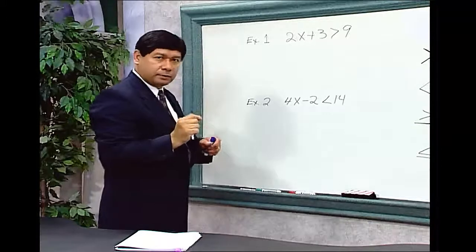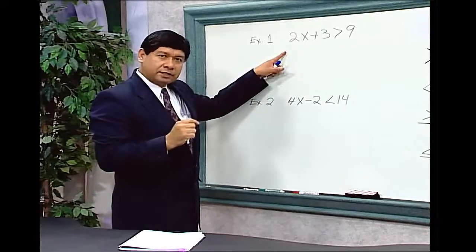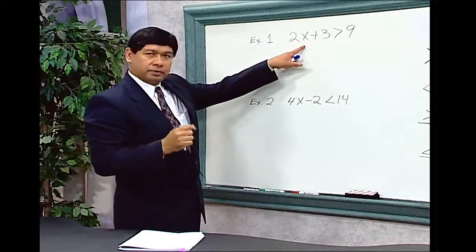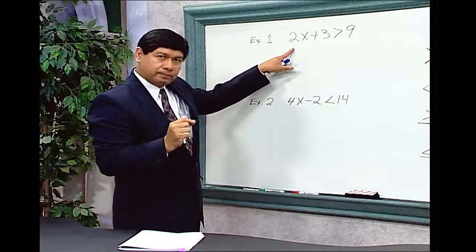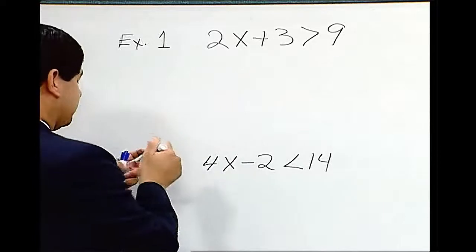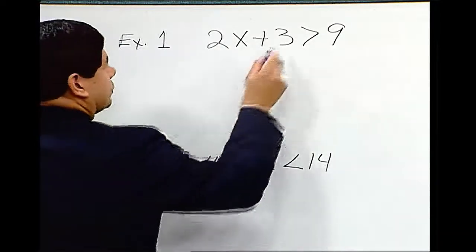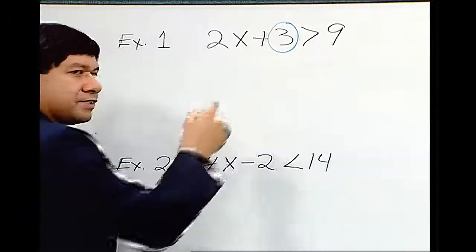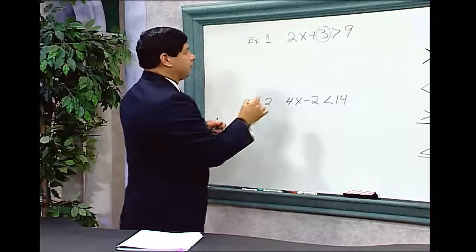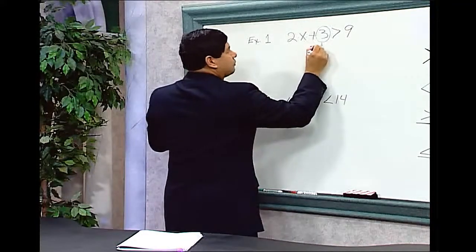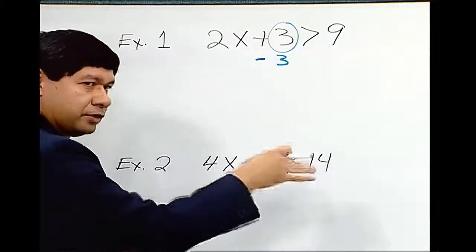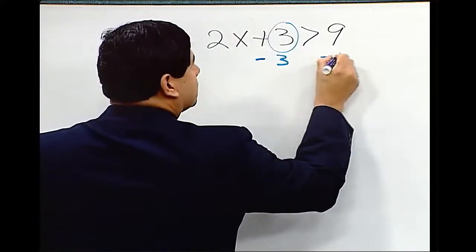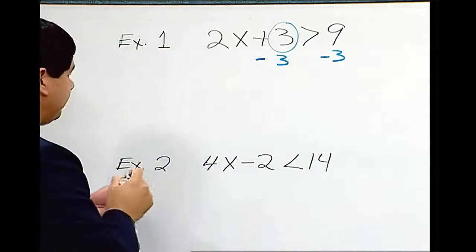The key is the process: we want to isolate our variable. And in this case, our variable is x. The coefficient of our x is 2. And in addition to that, we have our 3. So we can eliminate 3 from this side of our inequality. Let us subtract 3 from this side. And of course, what we do to one side of the inequality, we have to do to the other side. So let's subtract 3 from that side.